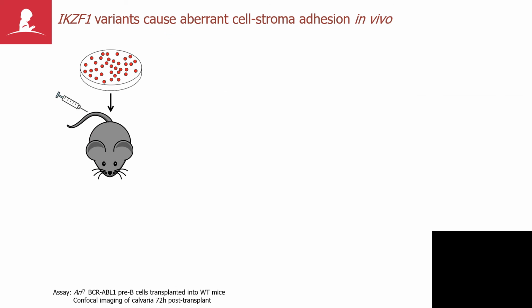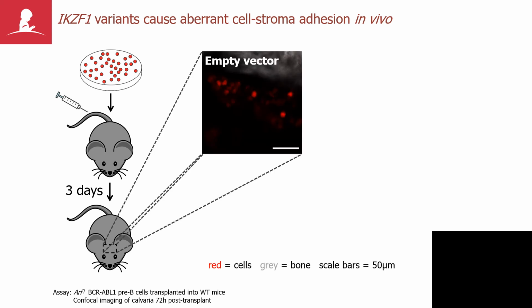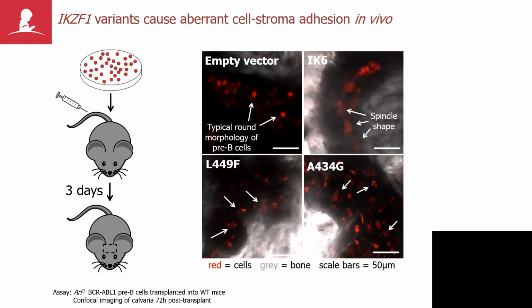So again, why is this important clinically? Well, obviously it's very important for understanding biology and disease predisposition, but we also think it's potentially important therapeutically. This is a transplant assay where we can generate leukemia of various Ikaros genotypes and look at adhesion in vivo. And so here we're seeing leukemic cells marked red.